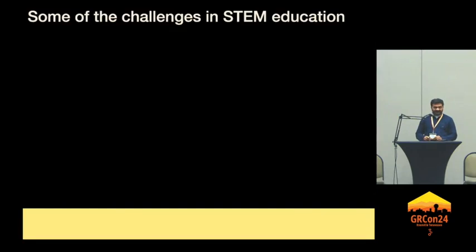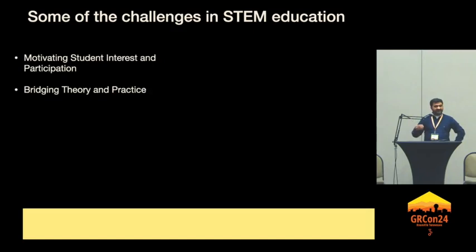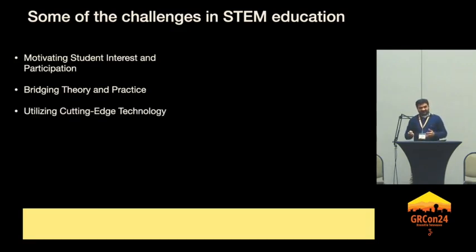So, as Simon mentioned, in STEM education, there are a couple of challenges, and these challenges are sort of further amplified in community colleges. So what are these? First of all, motivating students and increasing their participation in your teaching is a challenge. You want to also bring theory and practice together, which is also a challenge. How do you utilize cutting-edge technology like what we are talking about here on this platform, right? How do we bring that to colleges?